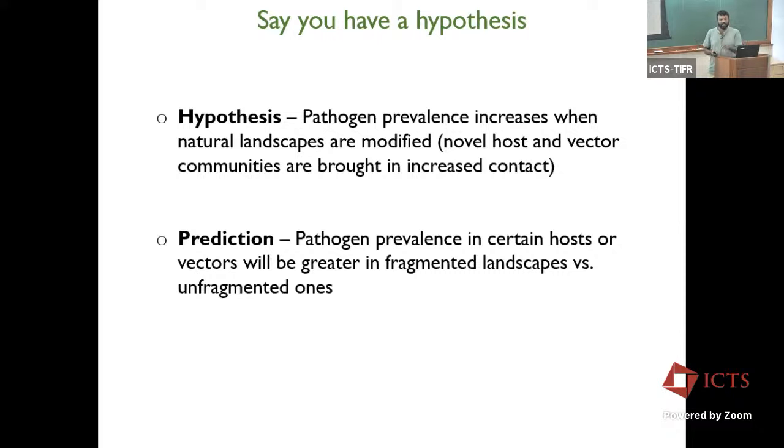So prediction is something that is actually testable. And that is where the next step of statistics comes in to actually test these predictions. So prediction is usually something quite specific. When pathogen prevalence in certain hosts or vectors will be greater in fragmented versus unfragmented landscapes. So that's a very specific prediction, which means you can actually design a study to test that prediction. You can go to fragmented and unfragmented landscapes. You can collect some data, which we'll come to, and then you can actually look at the difference between the two. And then in the rest of this lecture, we look at how you can look at the differences between these two. This is typically how we do science, right?